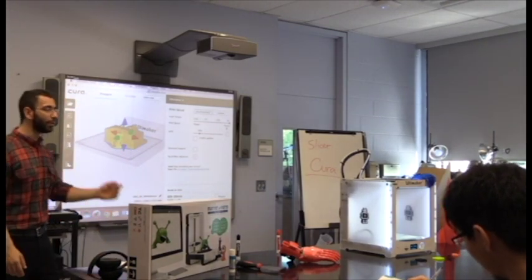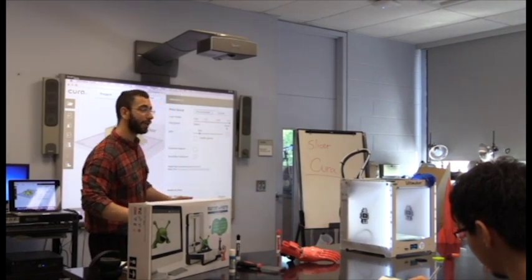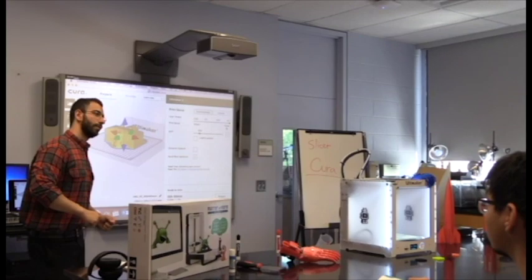Usually the sweet spot is 0.1 millimeters. That's if you want higher quality. If you want a fast print, you go to 0.2. Okay? Can you go lower than 0.1?